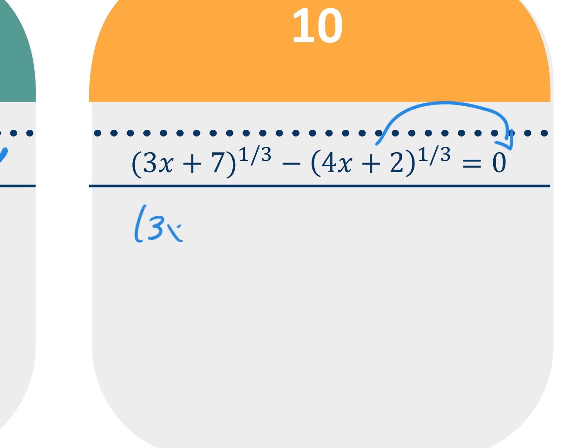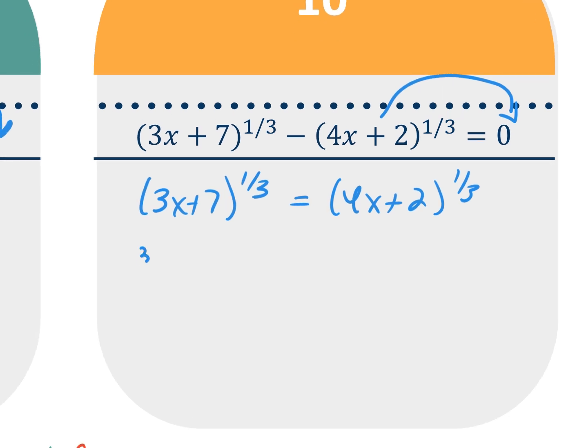So I have 3x plus 7 to the 1/3 power equals 4x plus 2 to the 1/3 power. Now, some of you are like, oh gosh, I just don't like fractions. If you want to rewrite this, how could I rewrite it? I could rewrite it as the cube root of 3x plus 7 equals the cube root of 4x plus 2. Those two things mean the same thing. Do you have to do that? No, I just want you to understand that those two things mean the same thing.